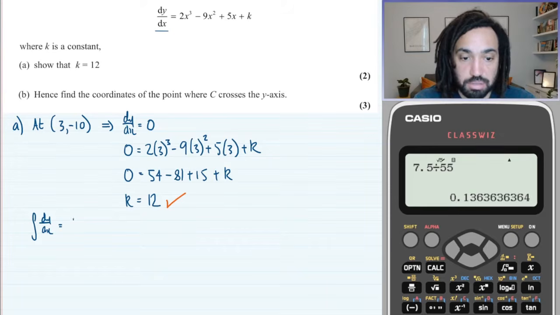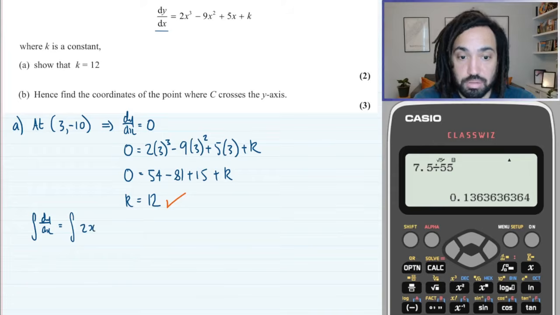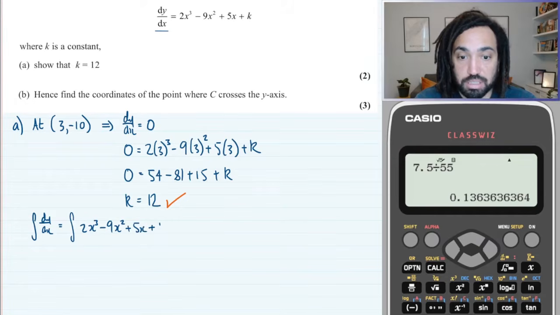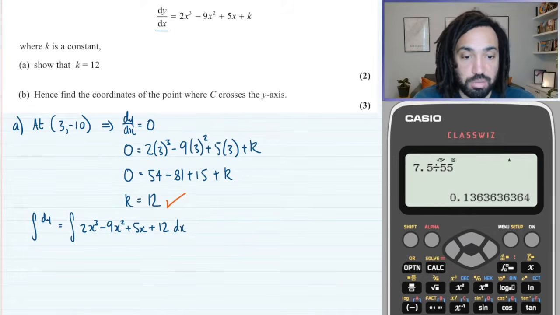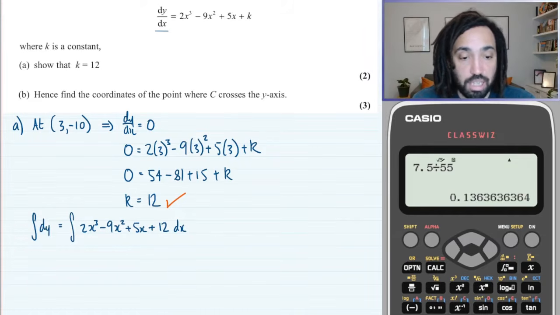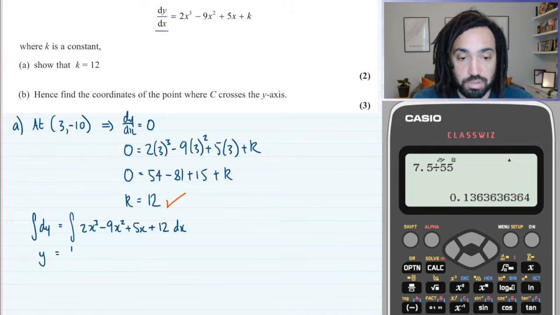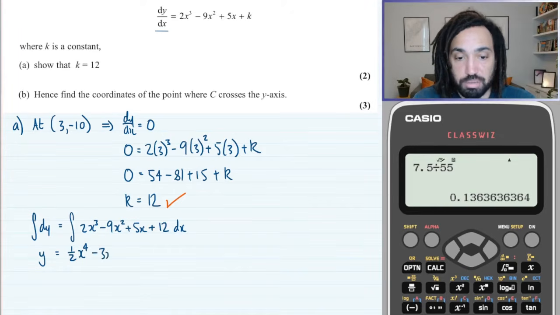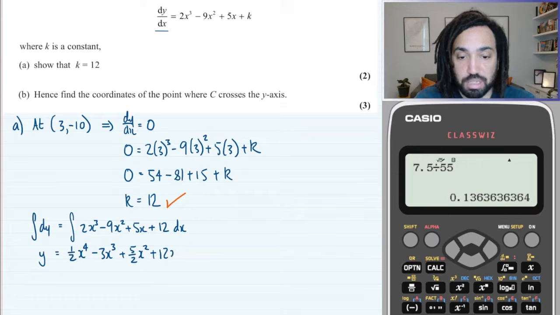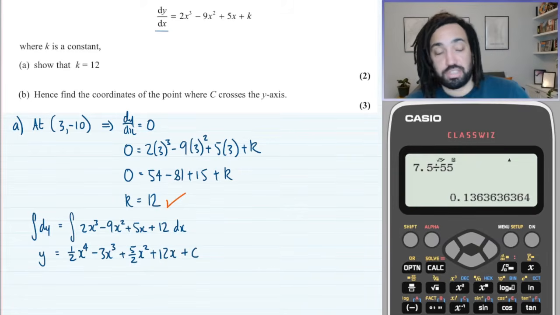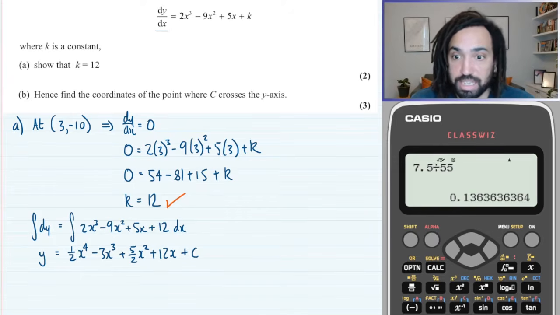dy by dx is equal to the integral of 2x cubed minus 9x squared plus 5x and then plus 12. We can multiply both sides by dx, like so, so that we have the integral of dy, which is just y. And on this side, we have up the power divided by the new power, so we're dividing by 4, so 2 over 4 is a half, so it's a half x to the power of 4. We up the power to a 3, divide by the new power, up the power to 2, divide by the new power, up the power to 1, divide by the new power of 1, and we get plus c, the constant of integration, which is also going to be our y-intercept.